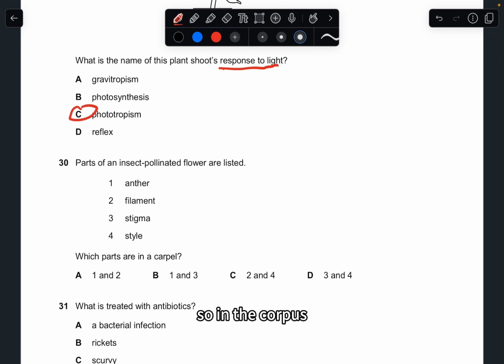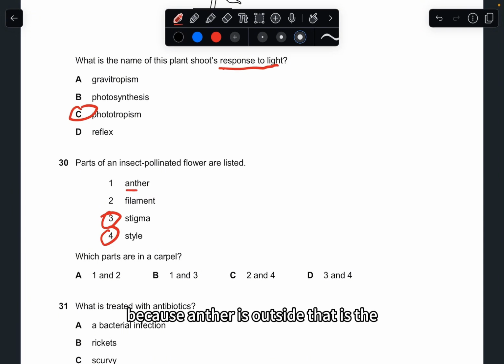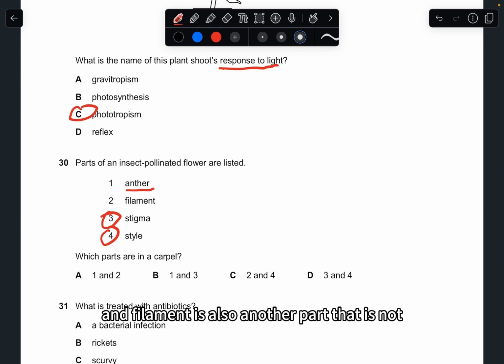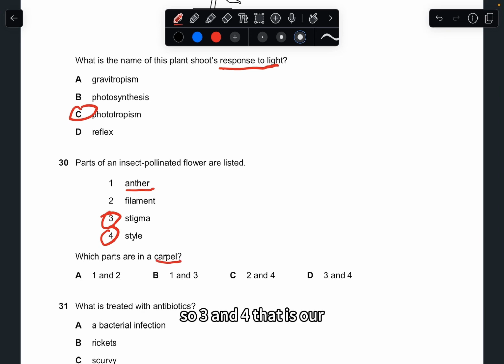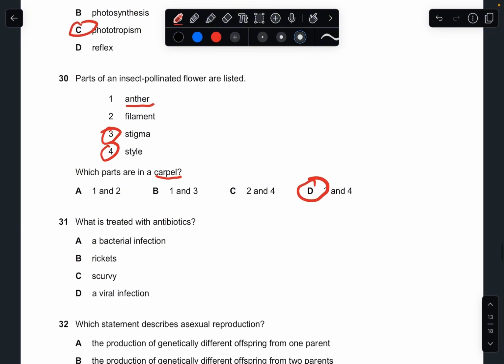So in the carpel, there is the stigma and the style, because the anther is outside, that is the male reproductive part, and the filament is also another part that is not included in the carpel. So 3 and 4, that is our answer.